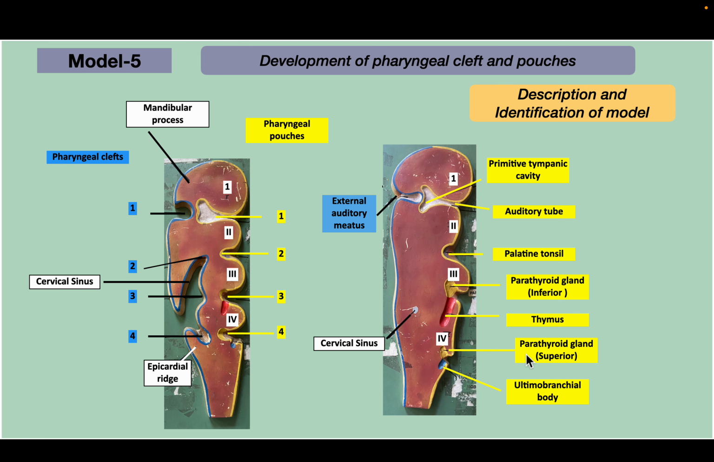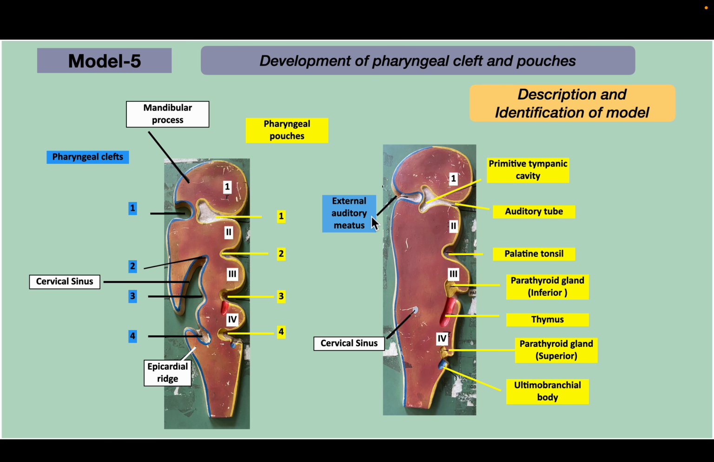From the fourth pouch, superior parathyroid is formed, and then some part of the thyroid is formed, which along with the ultimobranchial body forms the C cells or parafollicular cells of the thyroid gland. So you can see here, these are the different structures. Then on this side, from the first cleft, external auditory meatus is formed.